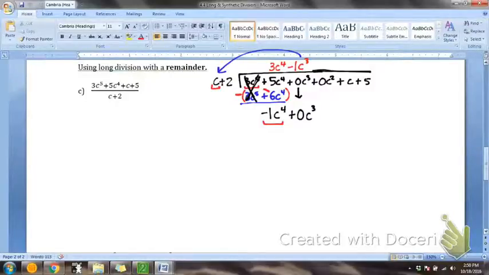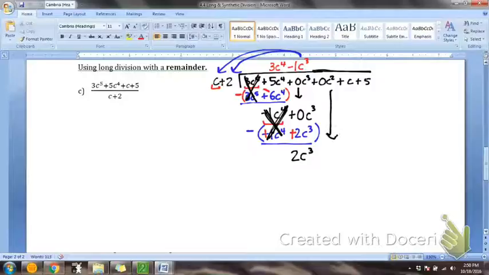So negative 1c to the 3rd times c is negative 1c to the 4th. Negative 1c to the 3rd times 2, 2c to the 3rd. We're really subtracting this. So if I subtract it, this turns to plus and this turns to plus, right? Our c to the 4ths cancel. We have 2c cubed. Good. Brianna's reminding us now we need to bring down this 0c squared.